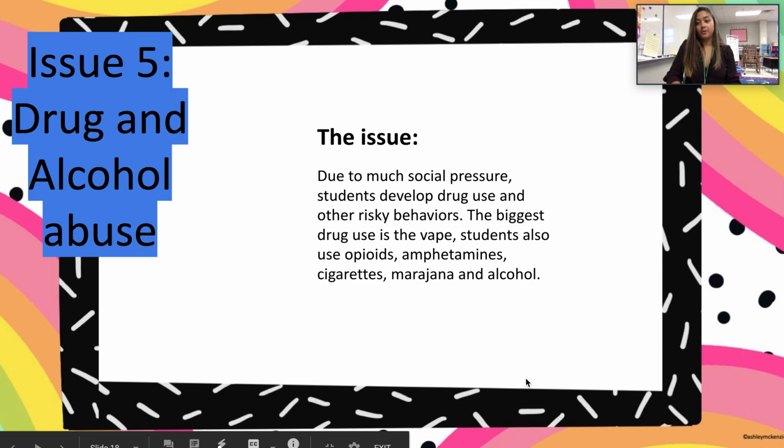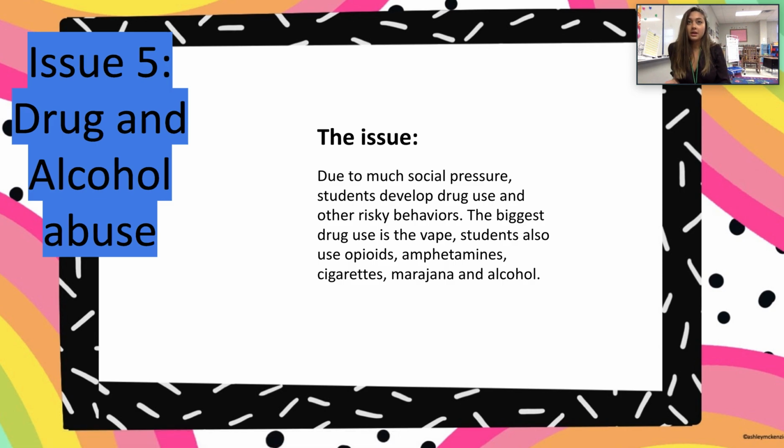Drug and alcohol abuse was another issue. We hear about it less, but it is pretty common, especially in high school and college-aged students. The reason is because of social pressure, which we saw earlier can happen due to technology and cyberbullying, things like that. Things like that can cause drug use and risky behavior. The biggest use of drug is the vape. Students also use opioids, amphetamines, cigarettes, marijuana, and alcohol.